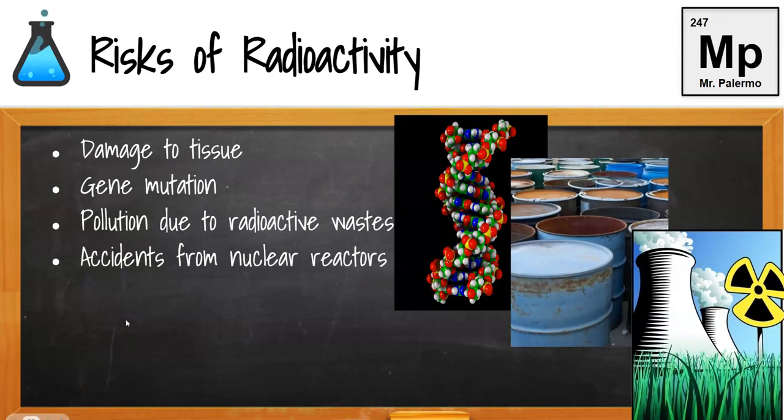Now let's look at some of the risks of radioactivity. It can lead to damage of our tissues. It can cause mutations of our genes. It can lead to pollution due to radioactive waste, as well as accidents from nuclear reactors, such as the Chernobyl accident.